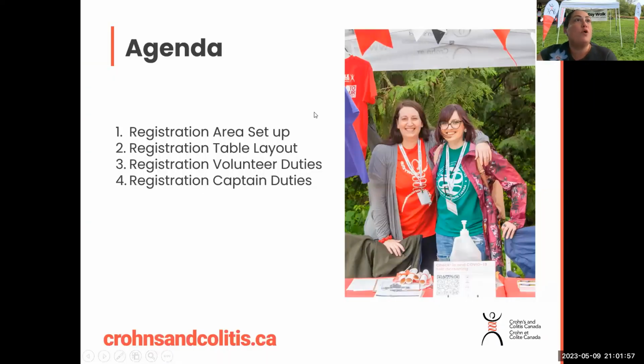Today we are going to talk about the registration area setup and table layout quickly, and then we will mostly focus on the volunteer duties as well as the registration captain duties. If you are a registration captain, you are not going to handle the registration process. However, you will do the training, and then you should be able to answer the questions from all the registration volunteers. So it will be very important for you to know this process as well.